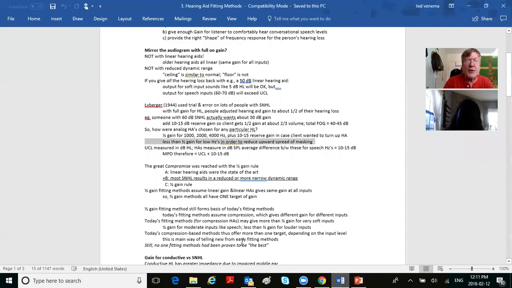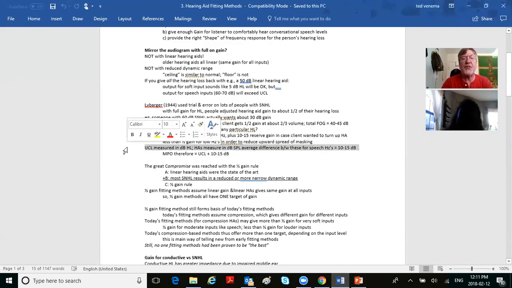That's why compression used to be called AGC, automatic gain control. More than half gain for soft sounds, half gain for average sounds, less than half gain for loud sounds. So a whole ball of wax in this thing. All right, we'll go to our notes here again, see how far we got.